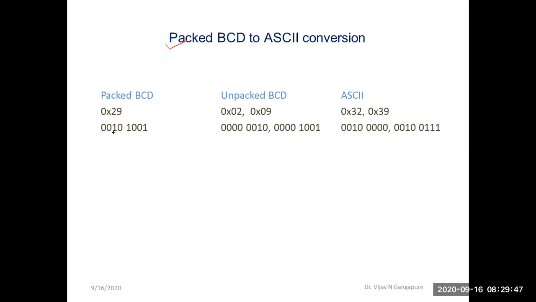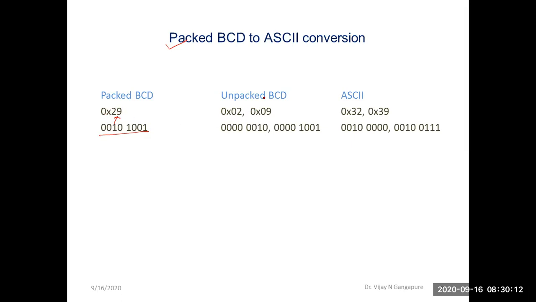So the first BCD number is 0010, that is 2, representing decimal 2, and the second BCD number is 1001, representing decimal 9. So this is a packed BCD number. Its hex representation is 0x29.